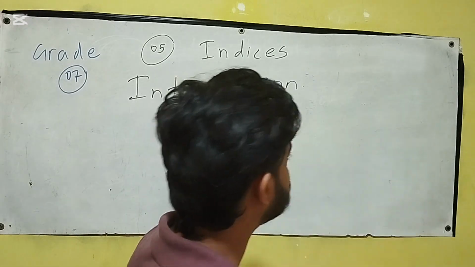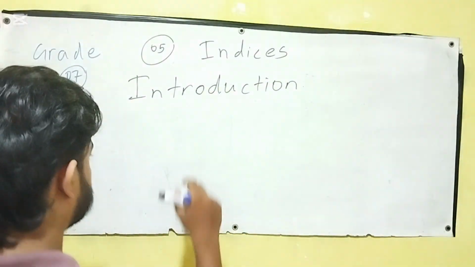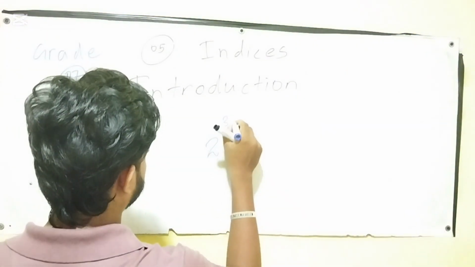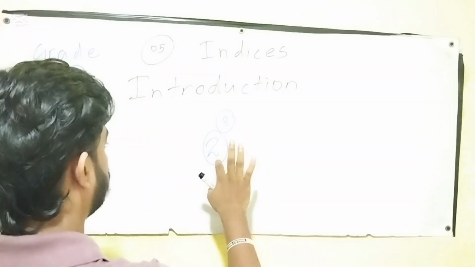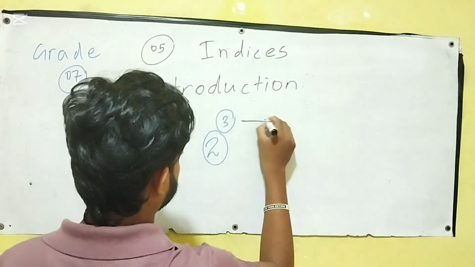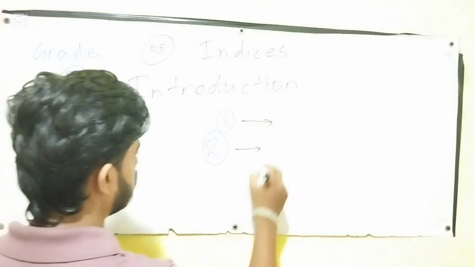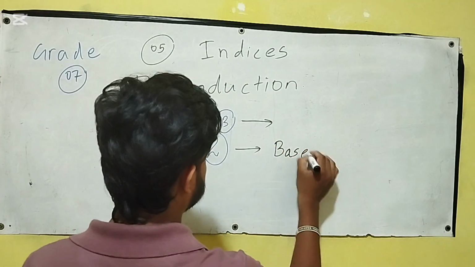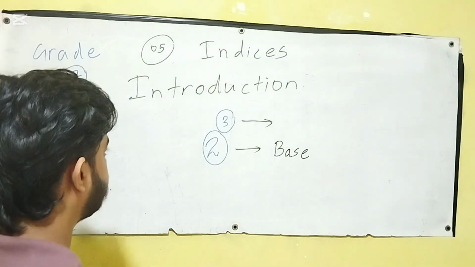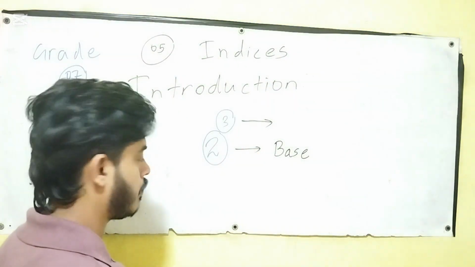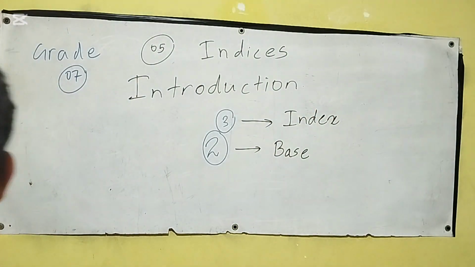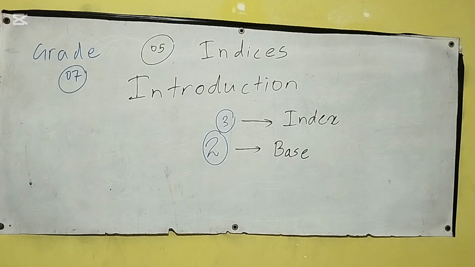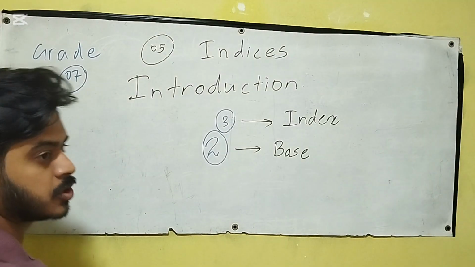Now I am going to write down the general form of indices. Think 2 to the power 3. This is the base of these indices. What is this? Index. Okay, write down this. Pause the video and write down.